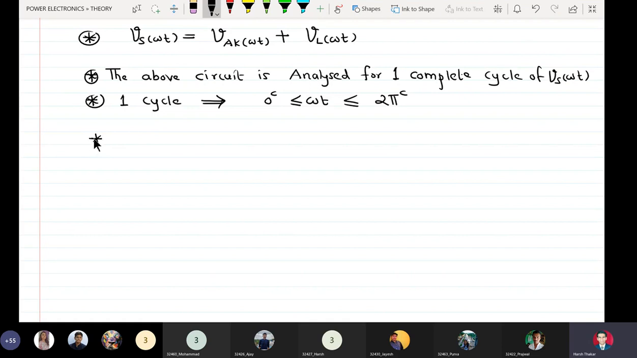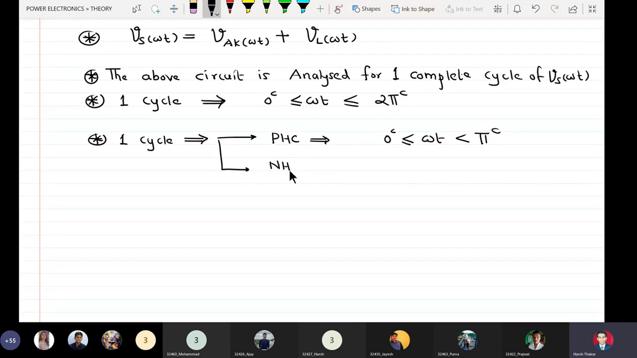Next, one cycle is now divided into the positive half cycle, omega t greater than or equal to 0 radians, less than pi radians, and the negative half cycle, omega t greater than or equal to pi, less than or equal to 2 pi radians.